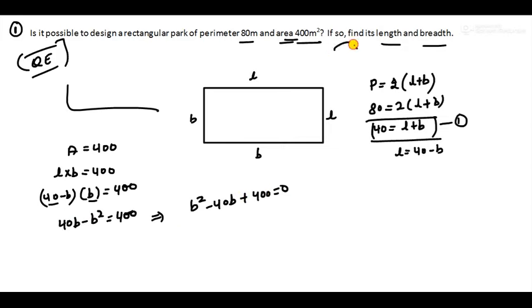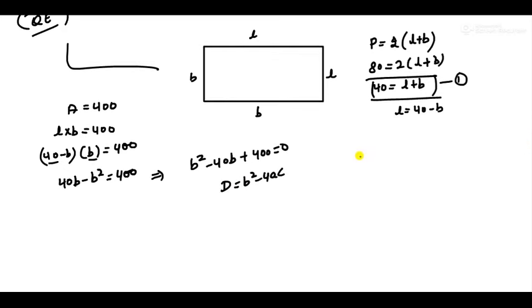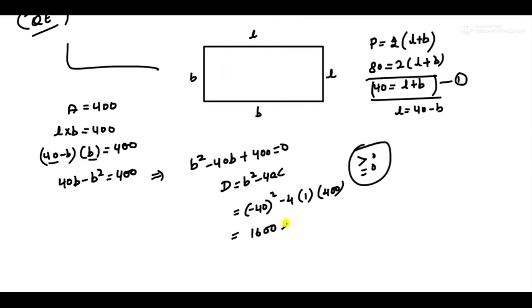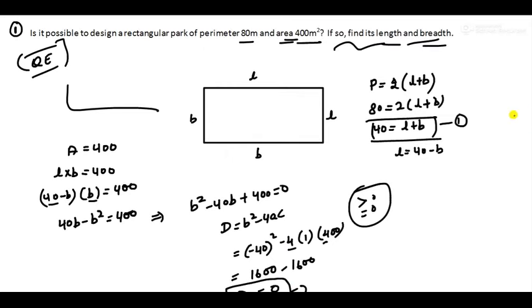To check whether it is possible or not, we have to find the discriminant, which is equal to b square minus 4ac. If it is more than or equal to 0, only then we can say yes, it is possible. So let us check this. Minus 40 whole square minus 4 into 1 into 400. So this is 1600 minus 4 4s are 1600. So you'll get 0. So since D is 0, roots are real and equal. It means yes, we can design this rectangular park.